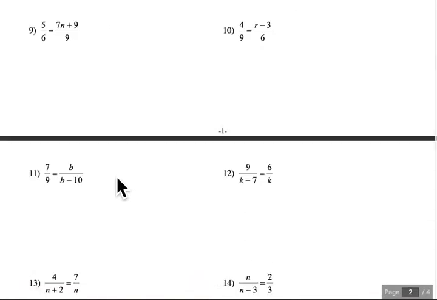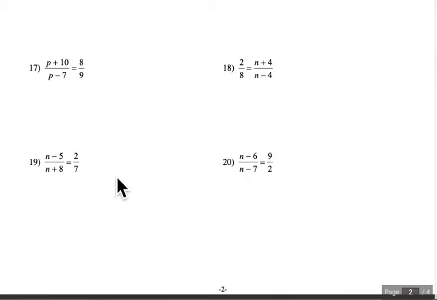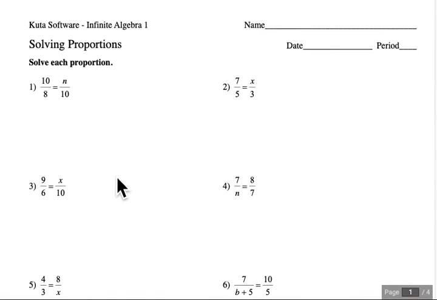Your hybrid homework this time is going to be on solving proportions. So you're going to complete all 20 problems, but I'm going to actually do some of these with you right now, at least 4 of them. So let's start with number 1.